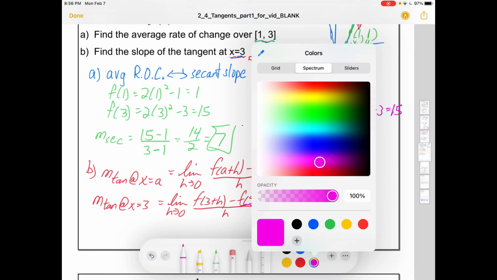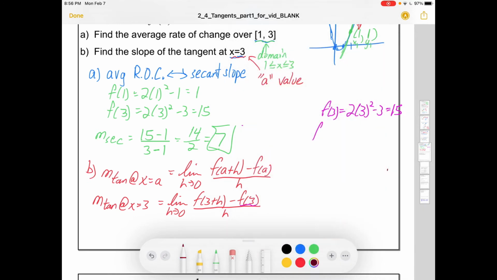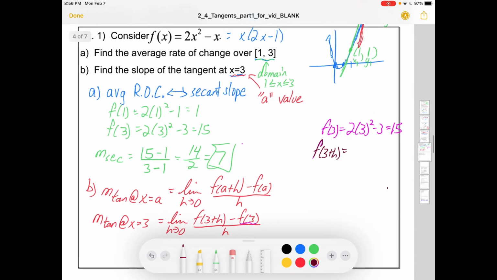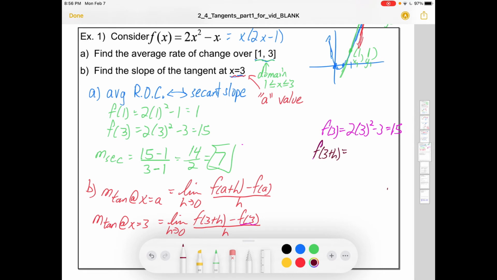F of 3 plus h, I'm going to pick a different color here. F of 3 plus h. Now think about that. If we said f of 1, you'd put 1 in for x. If we said f of 5, you'd put 5 in for x. If we said f of pi, you'd put pi in for x. If we say f of 3 plus h, you just put in 3 plus h for x. Okay? And you put it in each time it appears. And put it in brackets.